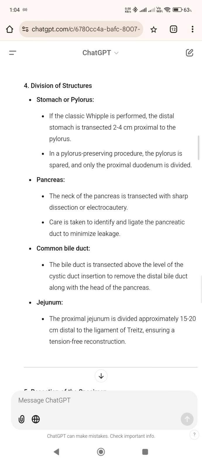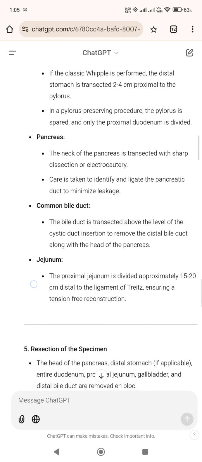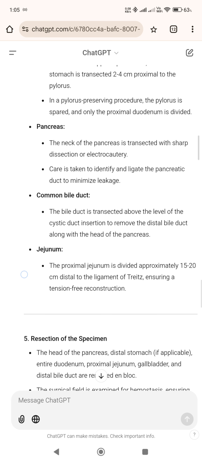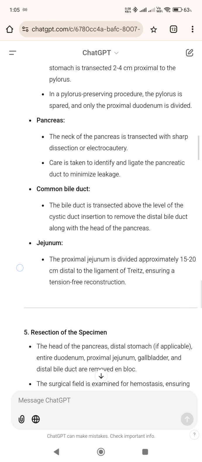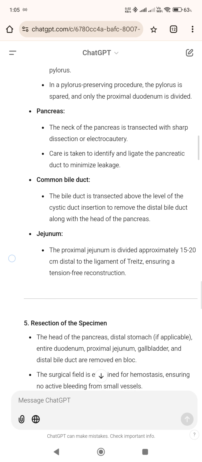Division of structures. Stomach or pylorus. If the classic Whipple is performed, the distal stomach is transected 2 to 4 centimeters proximal to the pylorus. In a pylorus preserving procedure, the pylorus is spared and only the proximal duodenum is divided. Pancreas. The neck of the pancreas is transected with sharp dissection or electrocautery. Care is taken to identify and ligate the pancreatic duct to minimize leakage.